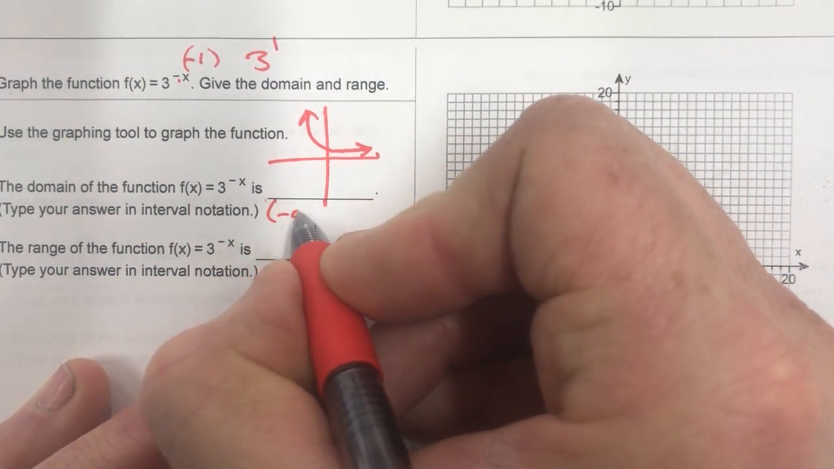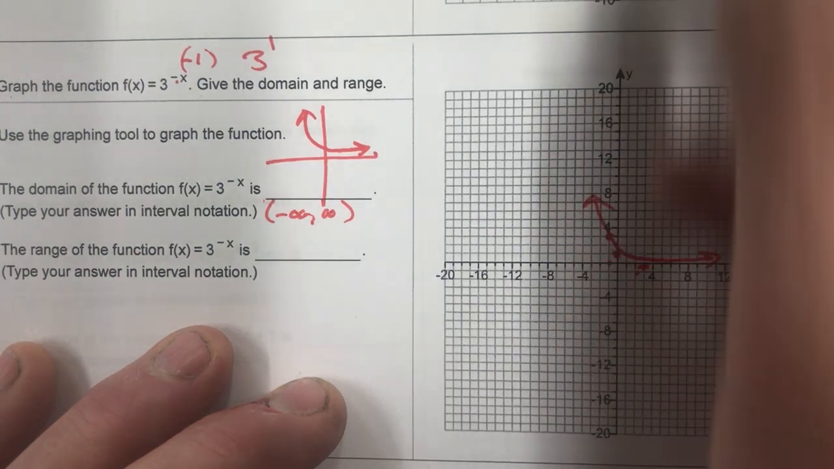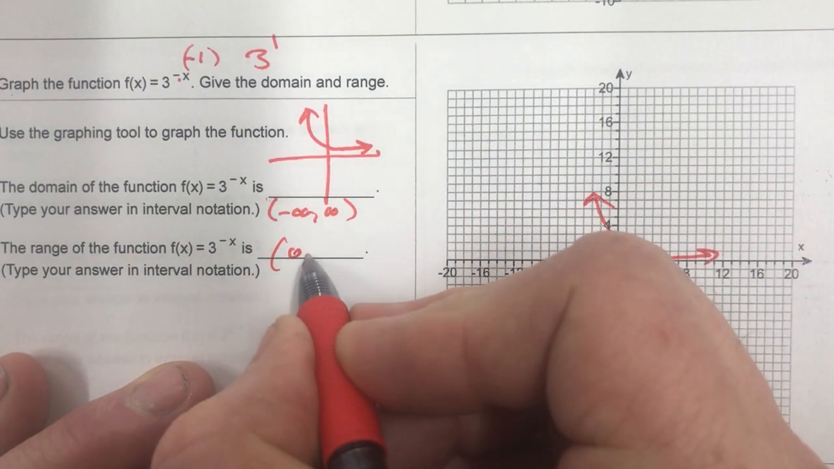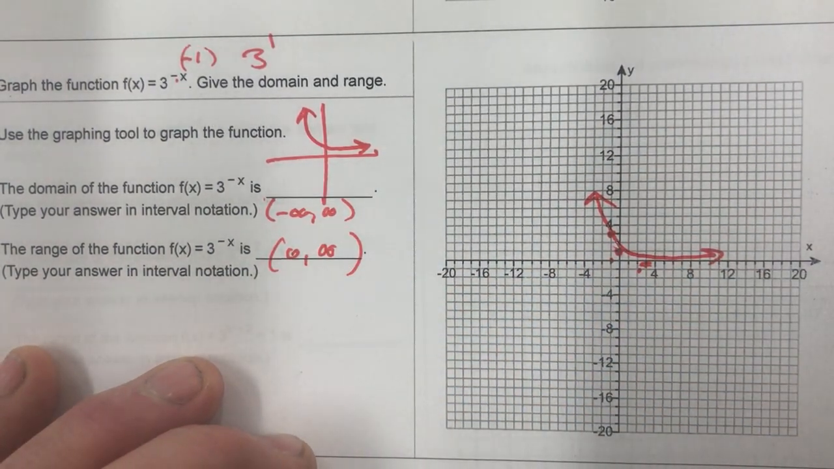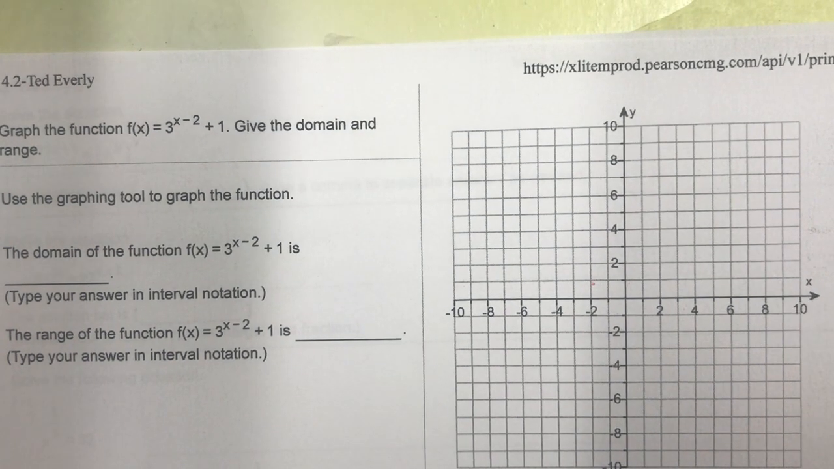My domain, though, negative infinity to positive infinity. My range, the lowest it goes is 0, the highest it goes is infinity, so it'll be 0 to infinity. Okay. Number 8.